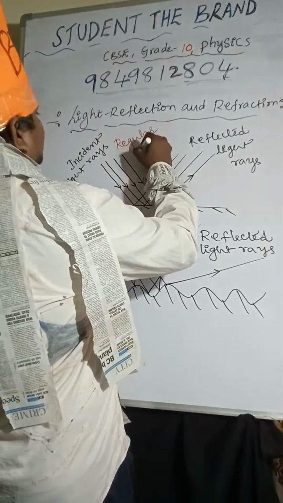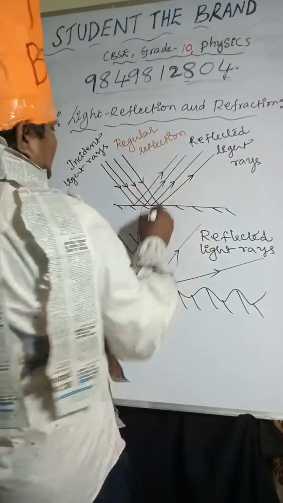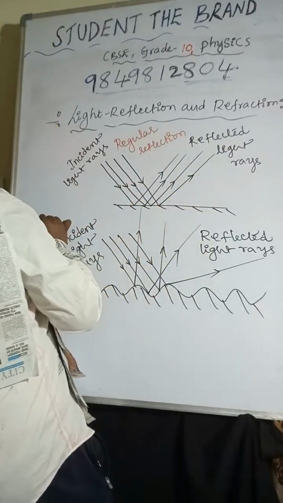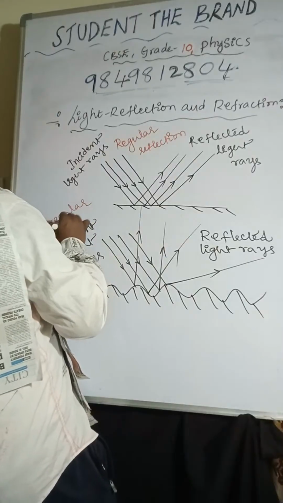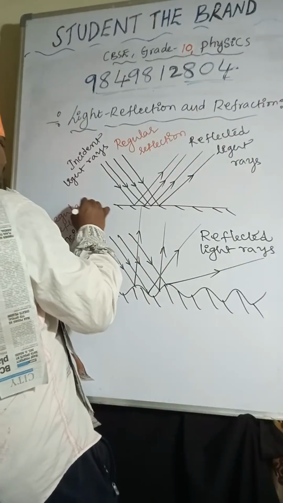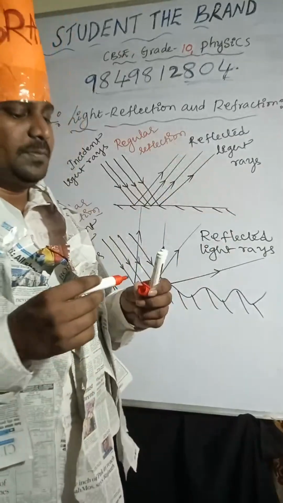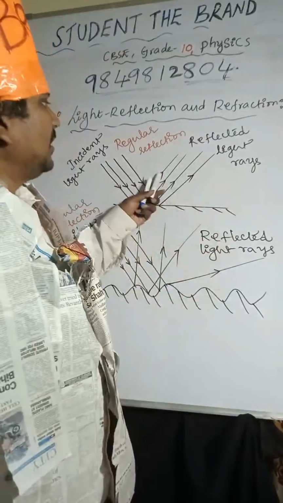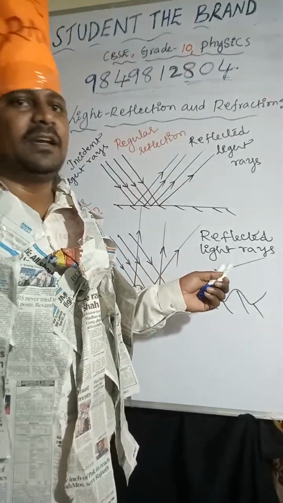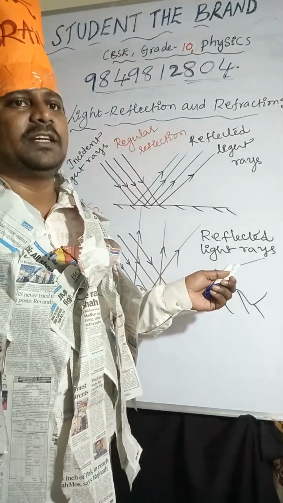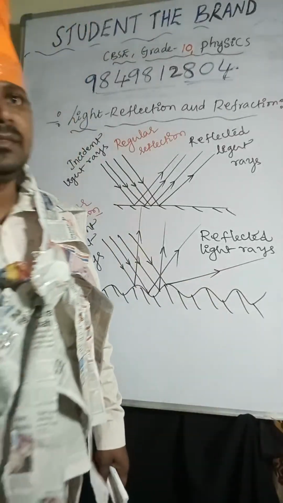This one is regular reflection, and this one is irregular reflection. Regular reflection takes place on a smooth surface. Irregular reflection takes place on a rough surface. Next one.